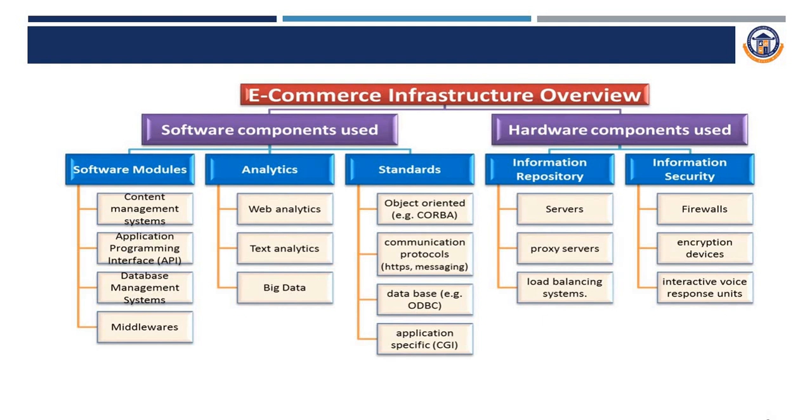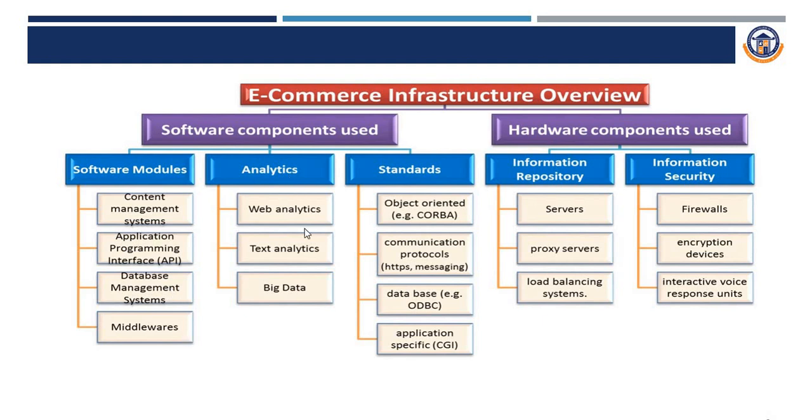The software components comprise three major things. The first is software modules, the second is analytics, and the third is standards. Software modules consist of four important things: content management system, as we all know, to manage the content which comes under the particular e-business, application programming interface (API), database management system, and middlewares.